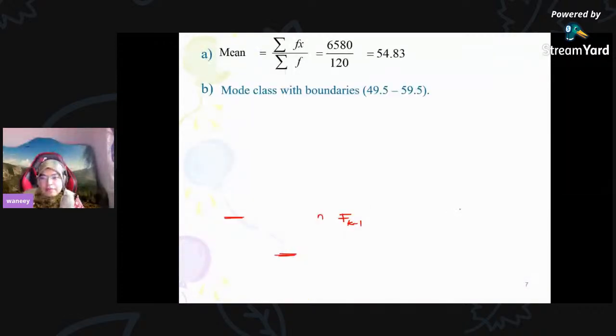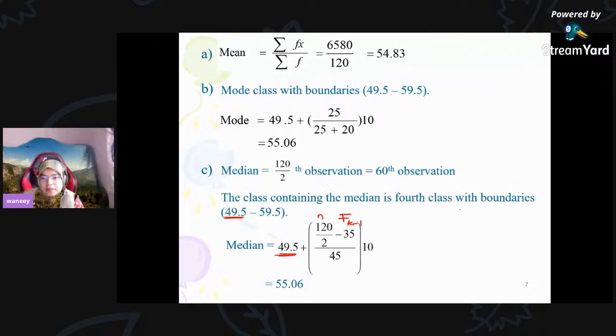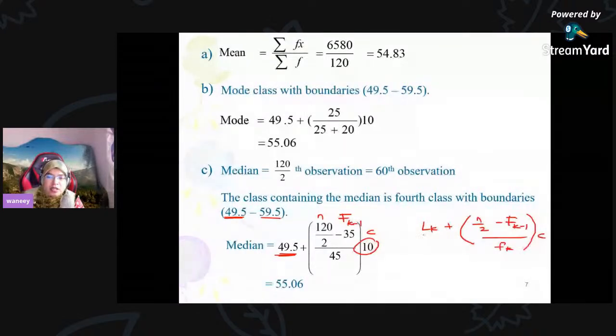Okay, so the class size. So take the upper boundary minus with the lower boundary. So 59.5 minus 49.5. So the answer is 10. So this is C. So I repeat, the formula is LK plus n over 2 minus FK minus 1 over FK times with C. So LK is the lower boundary.